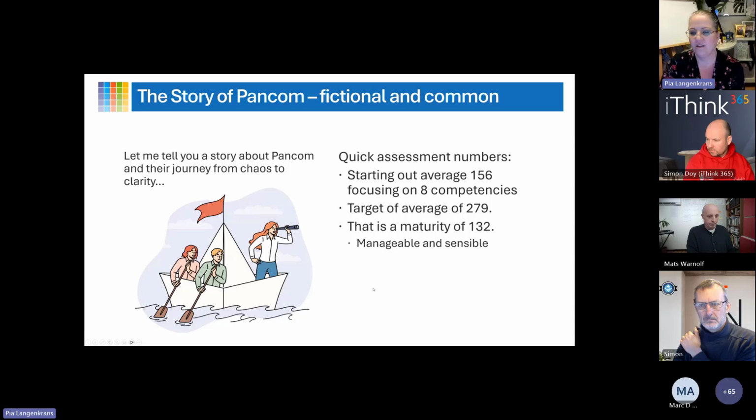So just talking from the maturity model, this is a company that started out with an average of 156, focusing on 8 competencies, and set a target of an average of 279. And that is a maturity of 132, which is manageable and sensible. But this doesn't make sense now, but it will later and definitely in a month. It's going to be so much fun.